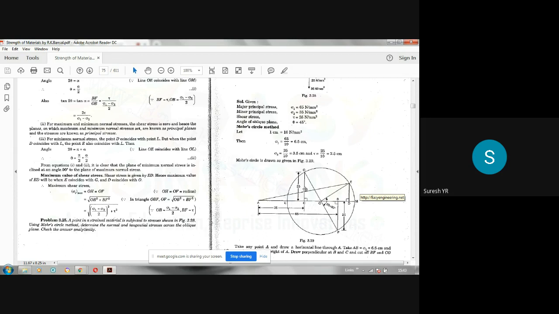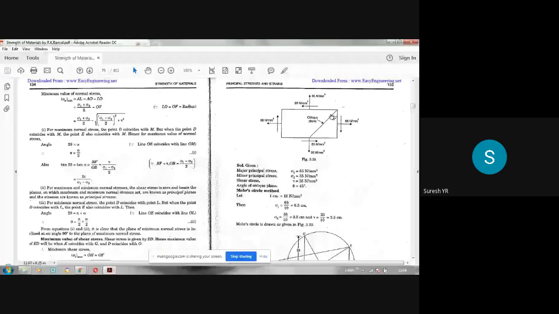So once again, I am going to explain. All of you be attentive. So this sigma x is given as 65 tensile, sigma y is given as 35 tensile. And he has asked what is the normal stress and shear stress, or it can also be called direct stress and tangential stress, acting on an oblique plane, which makes an angle of 45.